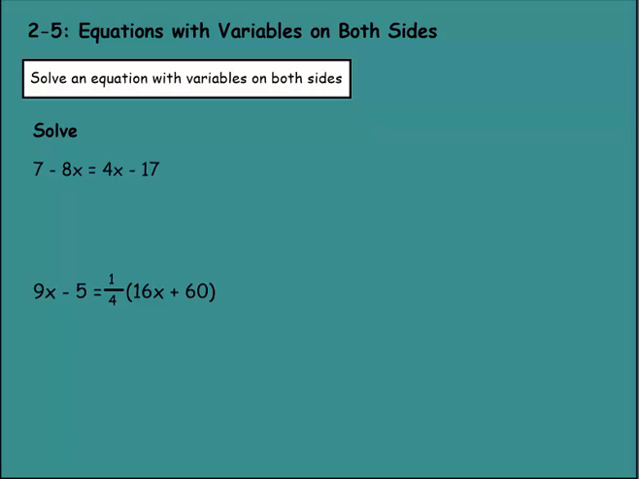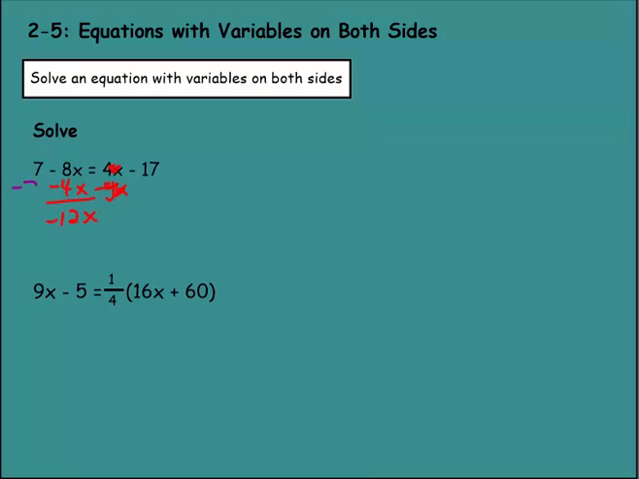Here it tells us to solve this one. 7 minus 8x equals 4x minus 17. So like before, we want to move all the variables, or x's in this case, to one side of the equation, and all the constants to the other side. Since 4 is smaller than 8, I like to get rid of that one first. So minus 4x, minus 4x. These would cancel out. Here we have minus 8x minus 4x, which equals negative 12x.